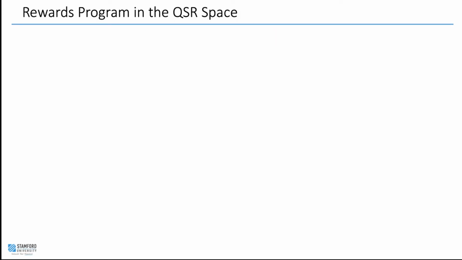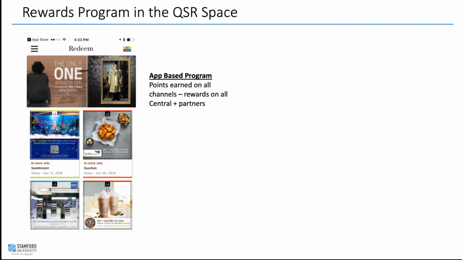All right. Now, let's take a look at a few examples in the QSR space, the quick service restaurant space. One of the most popular programs in Thailand is the One Card from Central Group. This program cuts across all of the Central Group properties, so restaurants, hotels, shopping, and more. Members can earn points from all places and redeem them across all places. It's a great example.